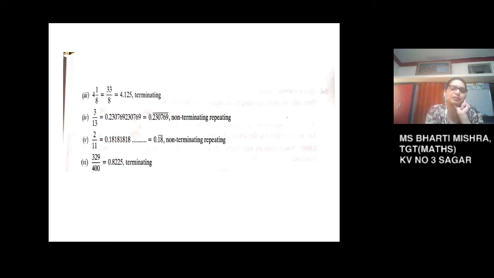Coming to the last, 329 divided by 400, it is 0.8225, and after 4 steps of division, the remainder is 0, and it is a terminating decimal.